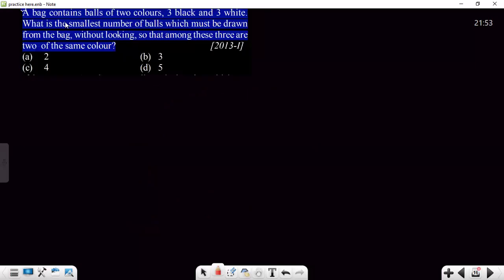Next, a bag contains balls of 2 colors. There's a bag, 3 black and 3 white balls are there. What is the smallest number of balls which must be withdrawn from the bag without looking, so that among these three, there are 2 of the same colors? How many total balls do we have? 6 balls.